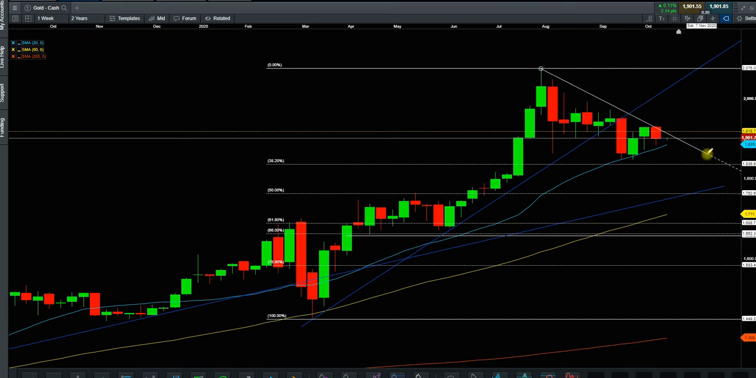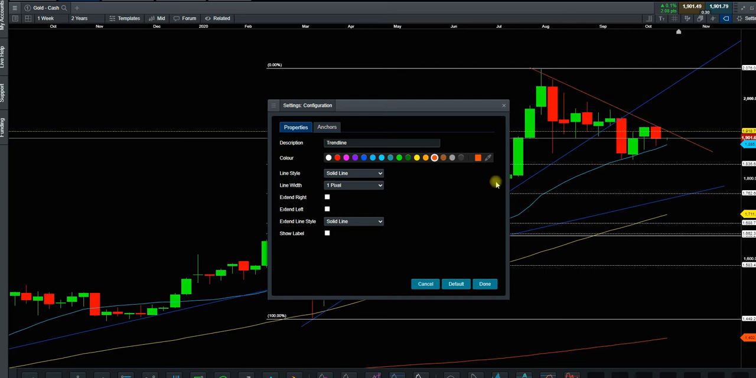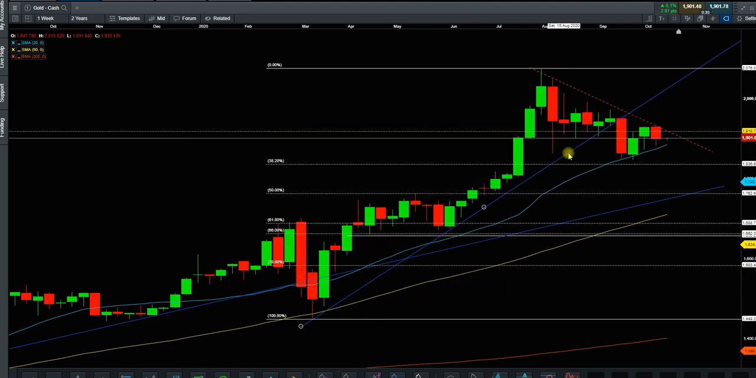And as we see in the weekly chart, here is the trend, and we need to see a close above this trend line here. So this is your bearish trend line. I'm going to just change it to a dash line right there. So this trend line actually is broken now.